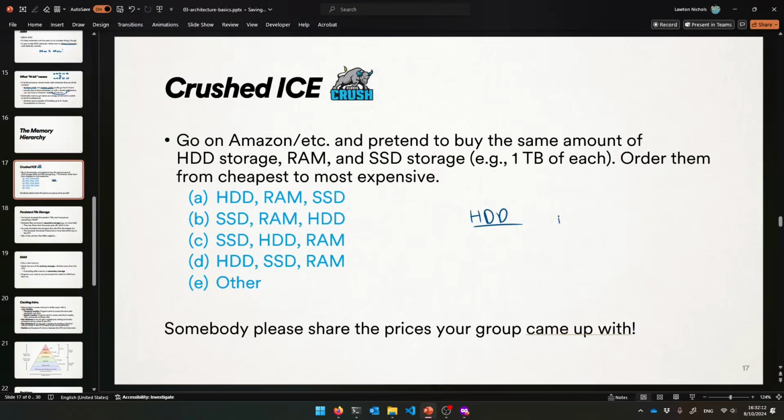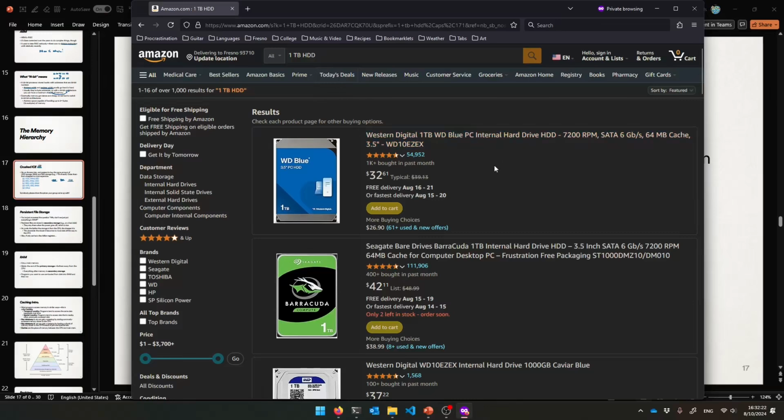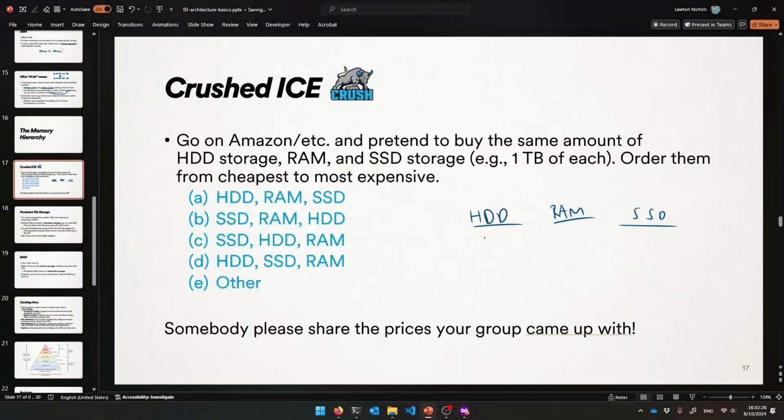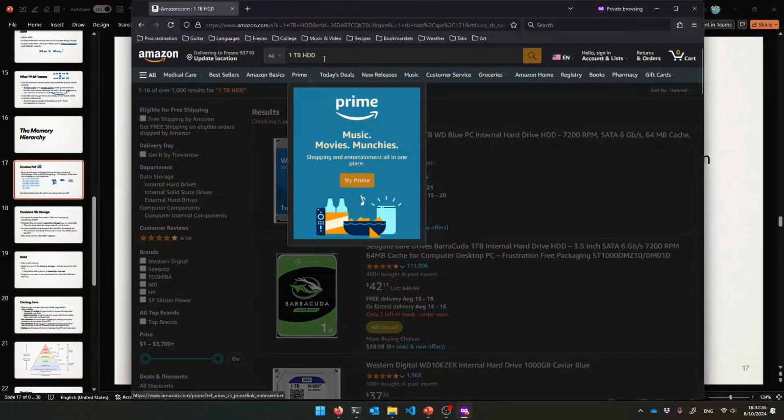HDD, RAM. You'll have to buy a bunch of sticks of RAM. You can't just buy 1 terabyte immediately. So, all right, hard drive, terabyte, $32. All right, let's do it.